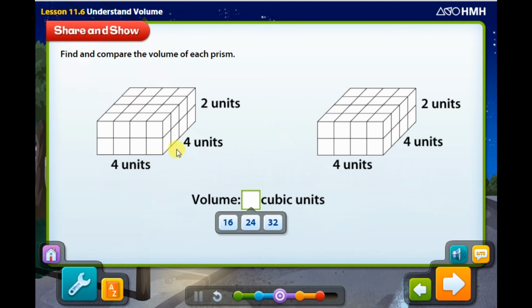Multiply the length with the width to find how many cubes in the layer. It will be 4 times 4, 16. Then multiply by 2. So it will be 32. Or the opposite, you can multiply 2 times 4. You can swap it. It will be 8. 8 times 4 will give me 32. Use timetable 4 or timetable 8, whatever. So the volume will be 32 cubic units. That's right. The volume of each prism is 32 cubic units.